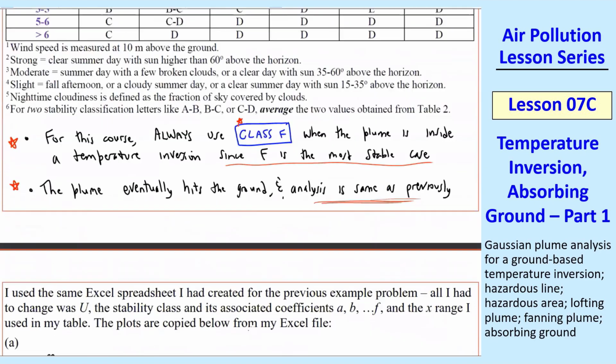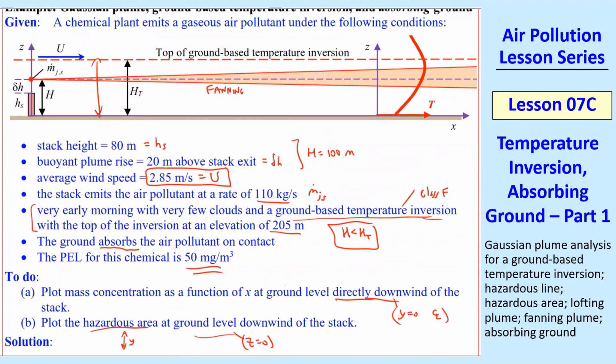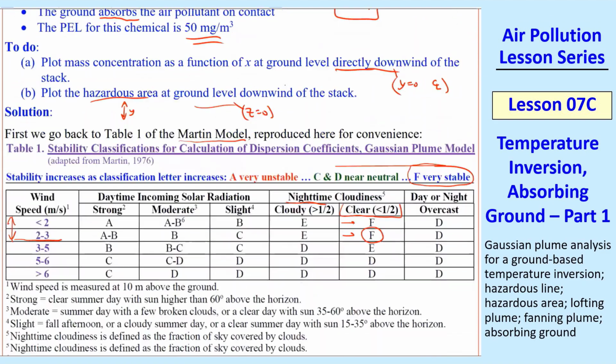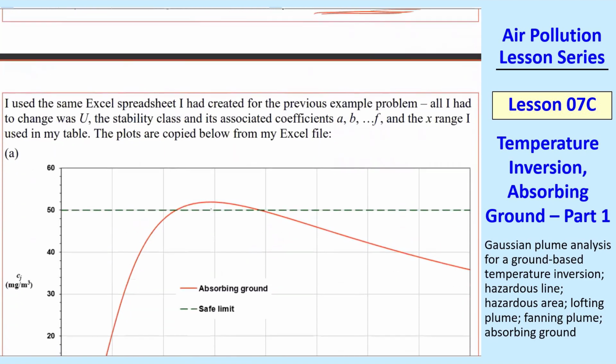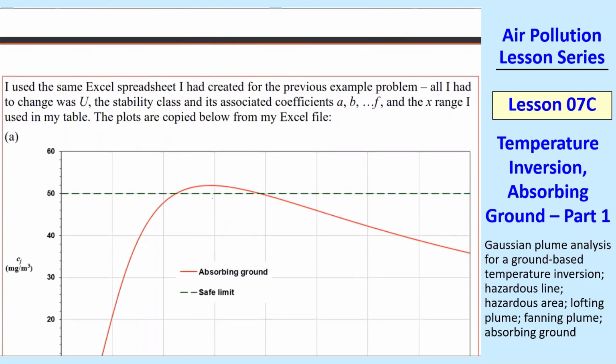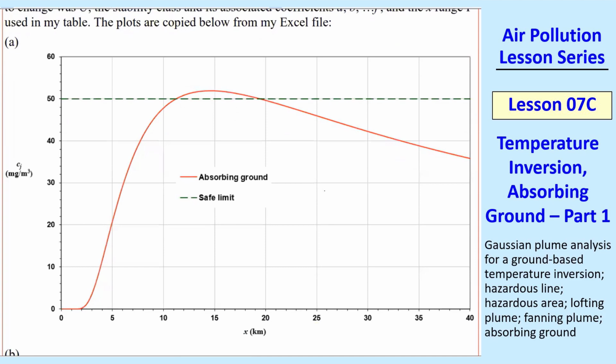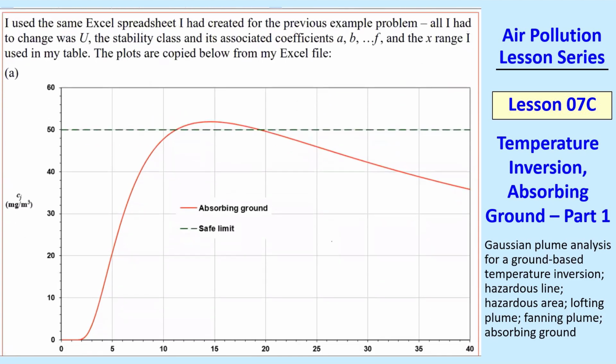So for this particular case, again, we're just doing the same problem we did before, except now it's a fanning plume, class F. So I used the same exact spreadsheet that I had been using for all these examples. All I did was go on top where I have my A, B, and C, etc., and change those. I also had to play around with the range of X here to make sure I have a nice looking plot. And here's my results.